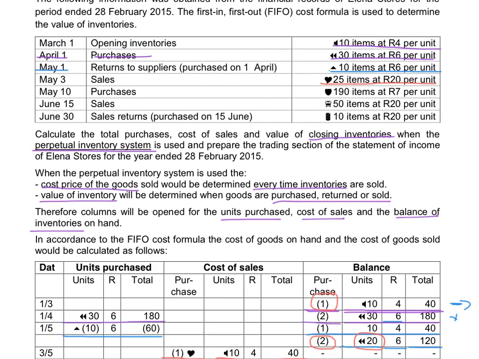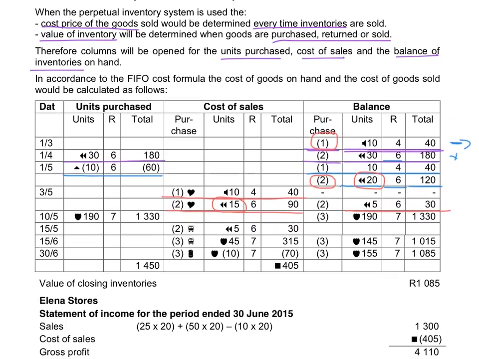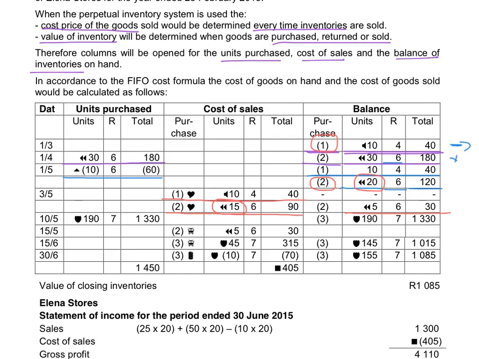If we look at the next entry, we purchased goods on the 10th of May, 190 units at 7 Rand each. So that means I must show under purchases 190 units at 7 Rand each, and we will also show in the balance that we have a third group now of 190 units that cost 7 Rand each.